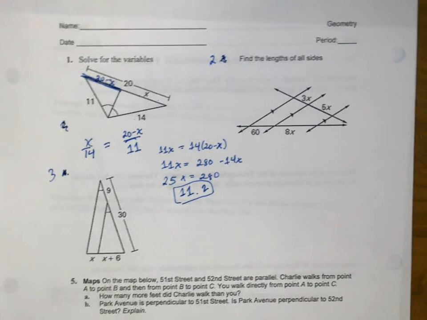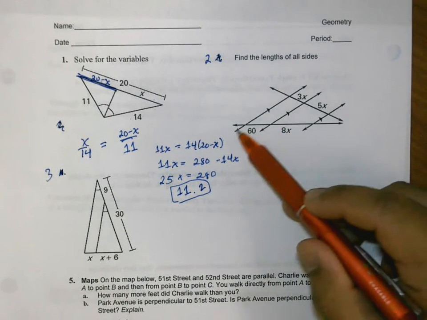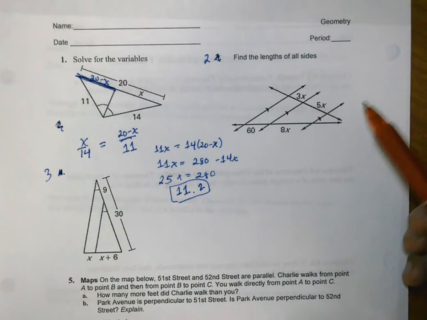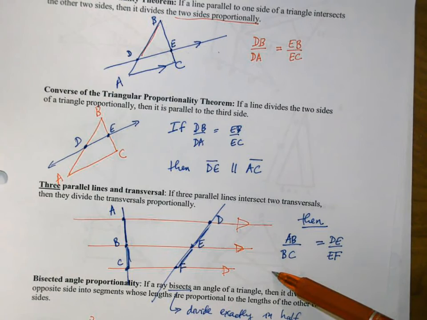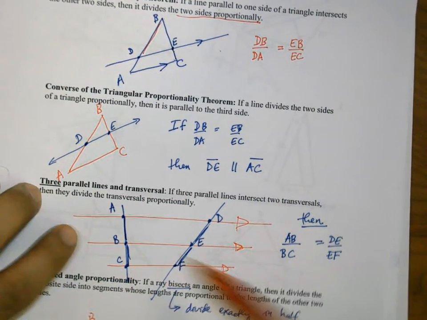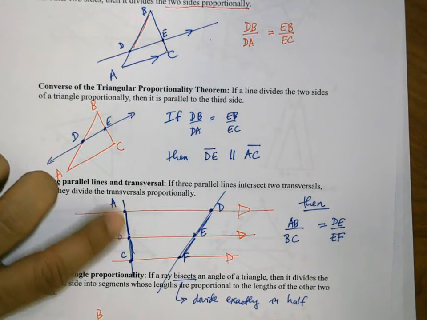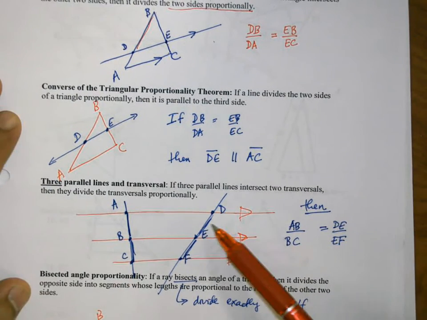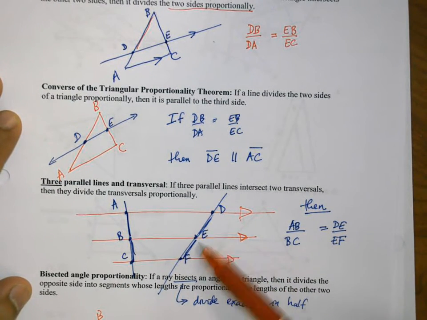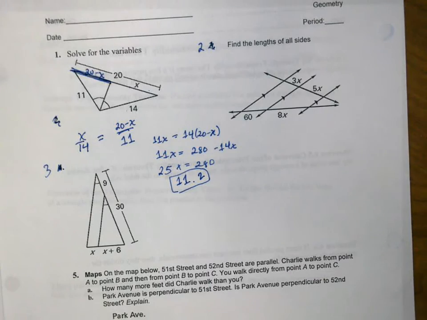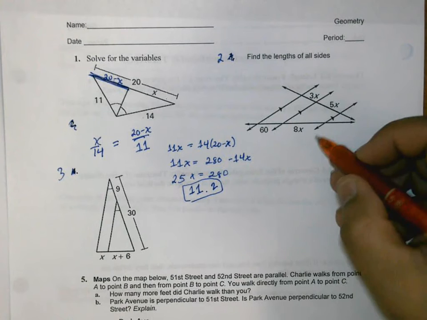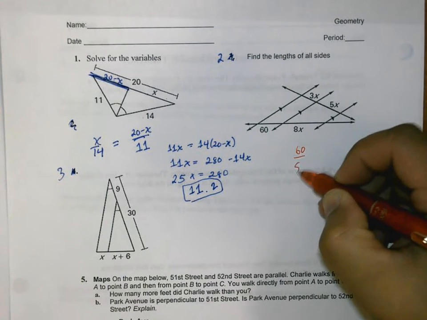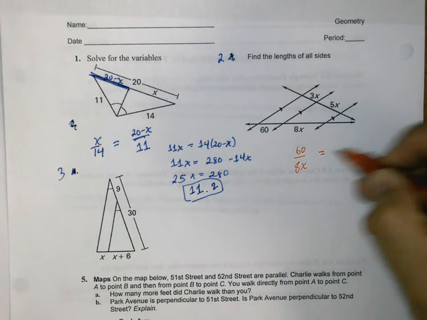So let's look at another example here. This time we have three parallel lines cut by two transversals. So we definitely want to apply this theorem here. And notice here this one says that if you just take the two lengths on one side, AB and BC, then that must be proportional to the two lengths on the other side as well. Okay. So we can apply that to this case and say that 60 over 8x is equal to 3x over 5x.